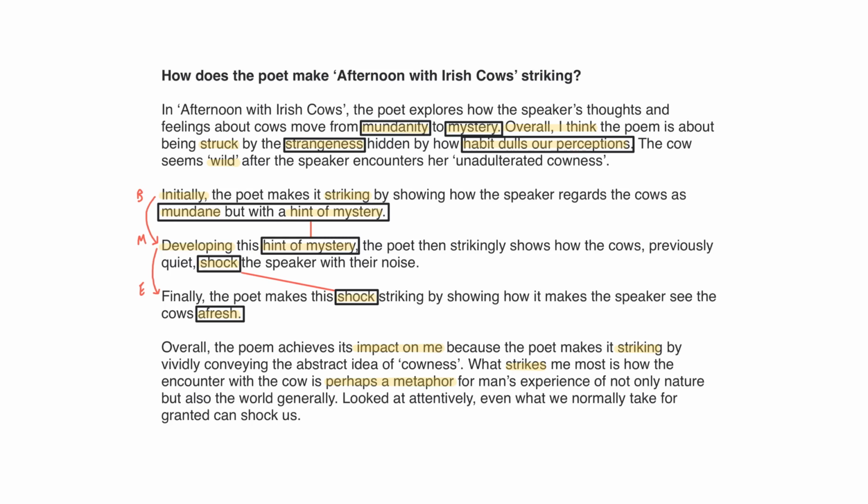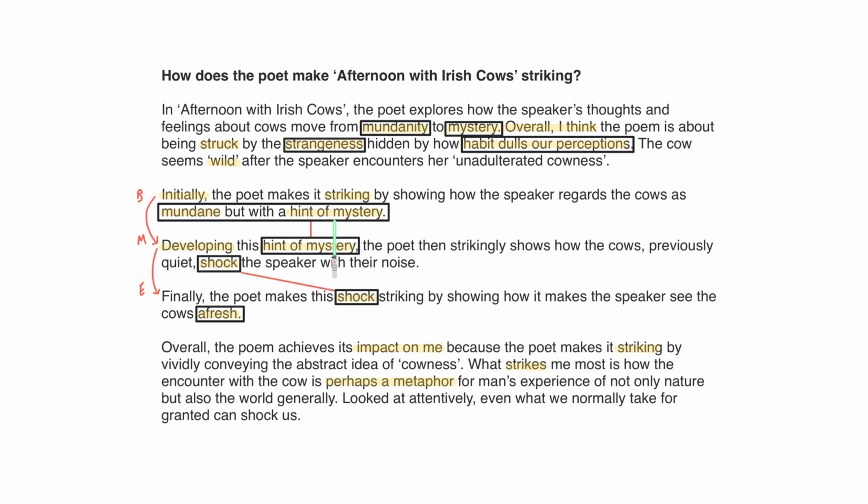So you can see here, I finish paragraph 1 when I've analysed my quotations on mystery, developing. I just link back to it by saying developing this hint of mystery. So there's a subtle link which helps me jump from paragraph 1 to 2. I do the same again when I move from paragraph 2 to 3. I say that they go from being mysterious to then, because of the sudden noise they make, quite shocking to the speaker. And then this shock becomes striking because it makes the speaker reconsider his ideas about the cows.